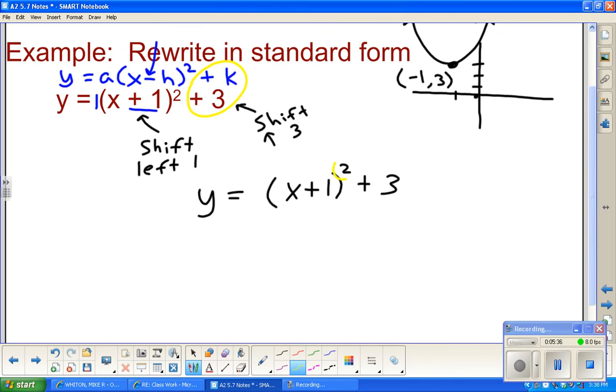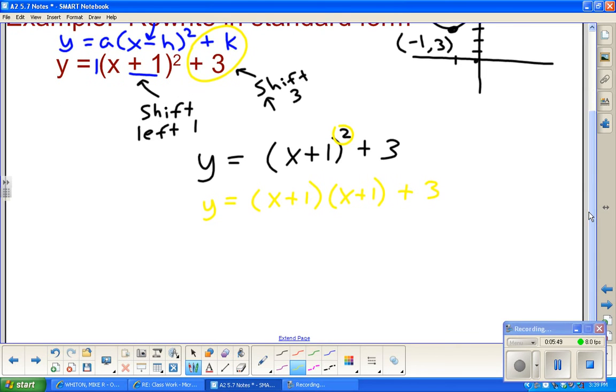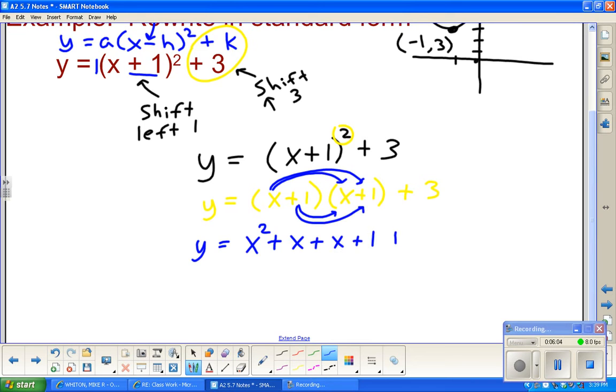Okay, we're going to multiply it out. What I mean by that is when you see something squared, it means take that thing times itself. We're just going to FOIL that and combine all the like terms, and it's going to end up in standard form. So let's do the FOIL, distribute everything out. We'll do x times x to be x squared. x times 1 is plus x, plus another x, plus a 1, and then we got a plus 3 sitting out in the end there.